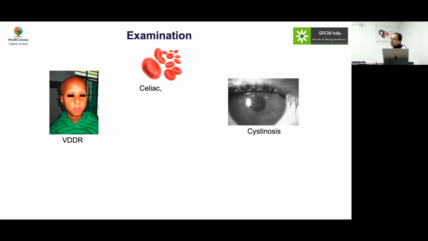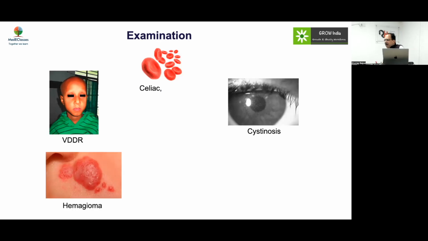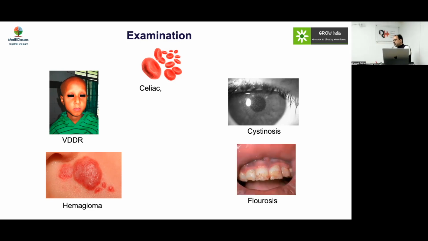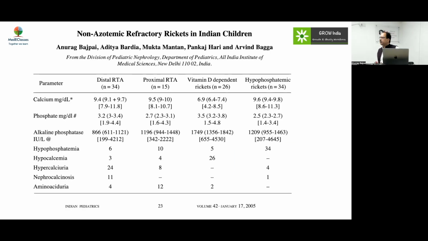Look in the eyes for crystals, and this could be an indicator of cystinosis. Hemangiomas are important because they may secrete FGF23, and if you remove those tumors, your rickets will improve. That will be an important thing. And of course, if there is mottling of teeth, think of fluorosis as a possibility. Now, if you look at the clinical parameters that we have mentioned here, the most important, of course, is calcium.